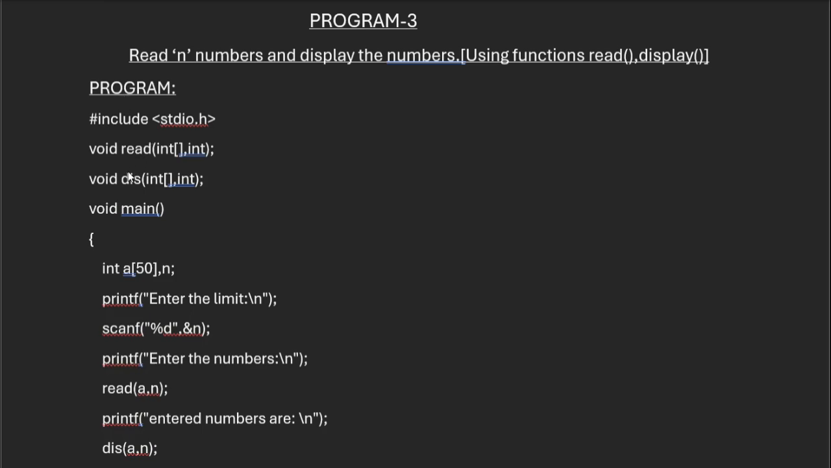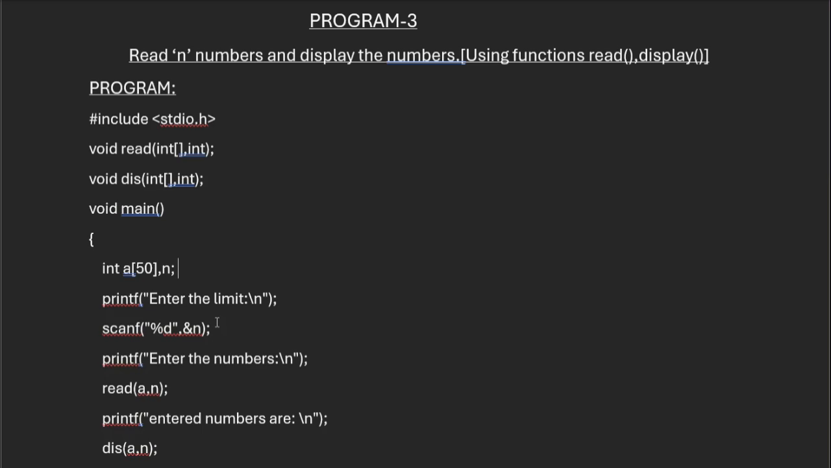Void main is the main function where the execution of the program begins, and the int declares an integer variable n which will store the number of elements the user wants to input. Here the printf, "Enter the limit", prints a message asking the user to enter the value of n, and scanf("%d", &n) reads the user input and stores it in the variable n.